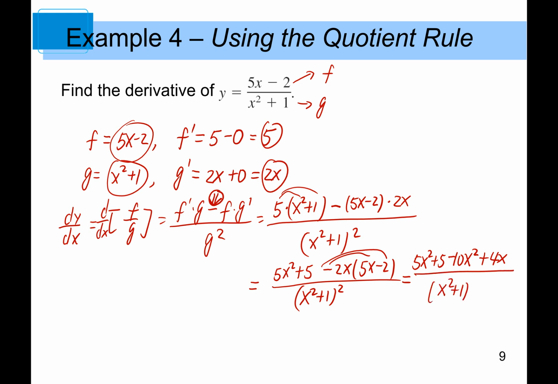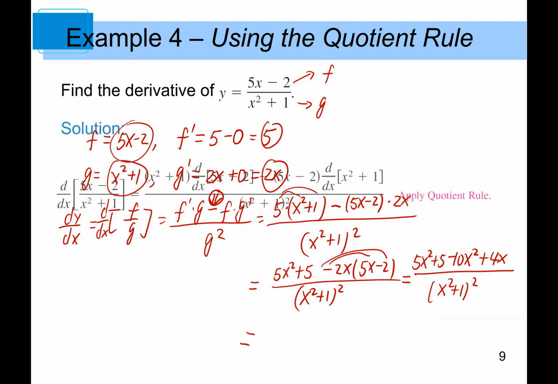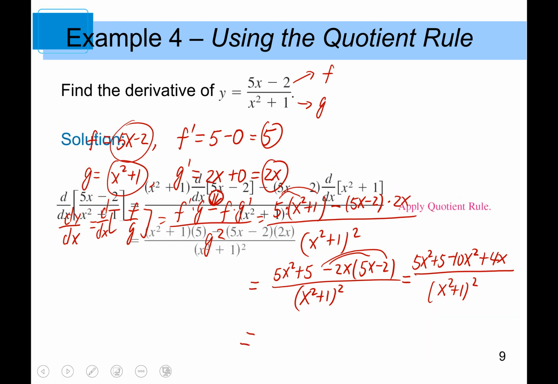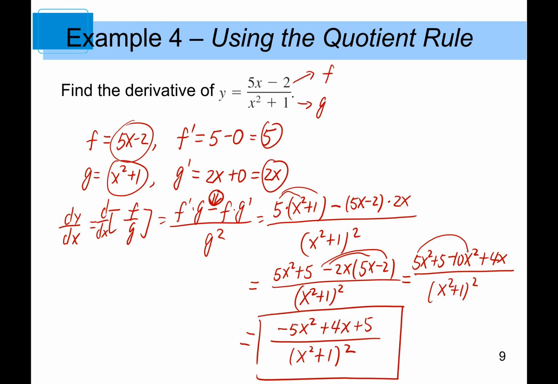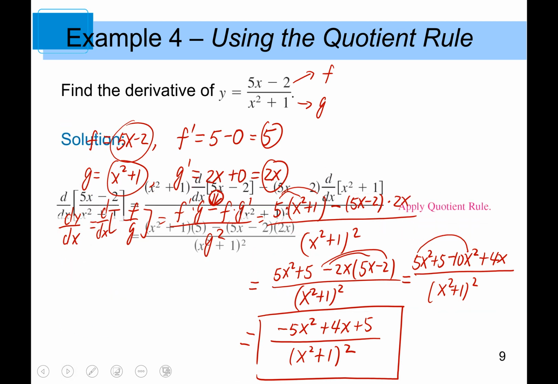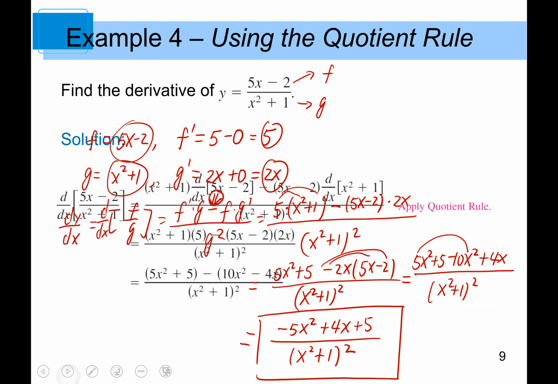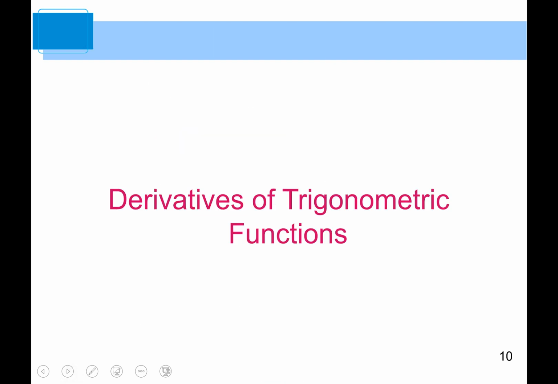Almost there. Then combine like terms. 5x squared minus 10x squared is minus 5x squared, and plus 4x plus 5. So that's the numerator, and the denominator is x squared plus 1, squared. So that's your final answer. Make sure you apply the rule properly, and you should end up with the correct answer.